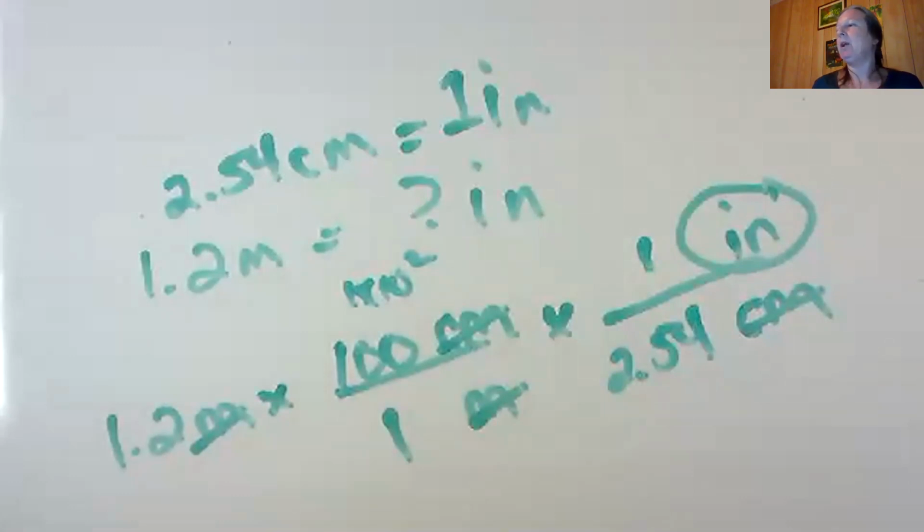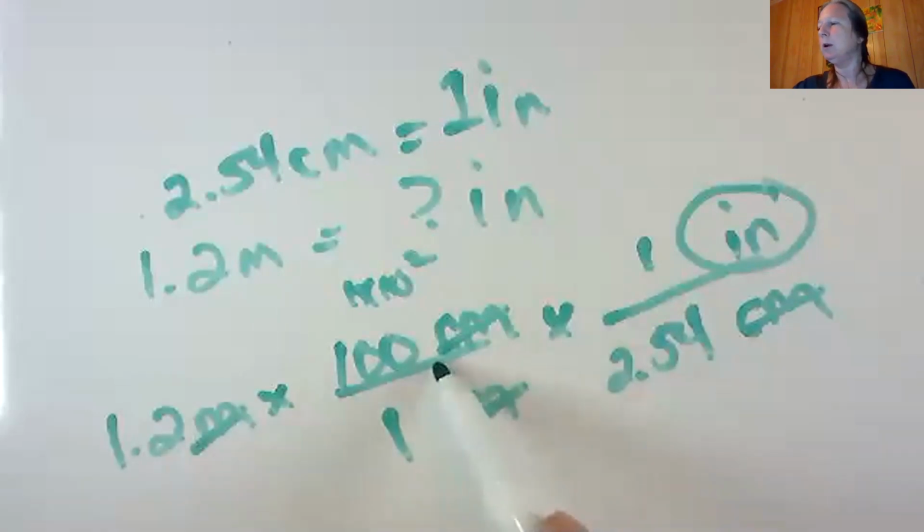Great. My units have canceled out. I ended up with what I want. Now you just do the math. Do your math in one fell swoop. Do the numbers across the top, hit equals, and then divide by bottom. Don't stop and write your numbers down in between. That's a good chance for error. So it's going to be 1.2 times 100 equals divided by 2.54.